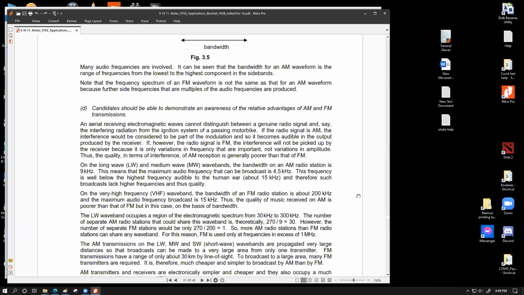Therefore such broadcasts lack higher frequencies and thus quality. It means through these channels, because of the limitation of the bandwidth, we cannot practically broadcast higher frequency sound. Let me give you an idea. Let's say you want to transmit some news channel over an AM station, it will work just fine because basic human voice covers within 4 to 5 kilohertz. News, okay. You want to transfer some bhashan, okay.